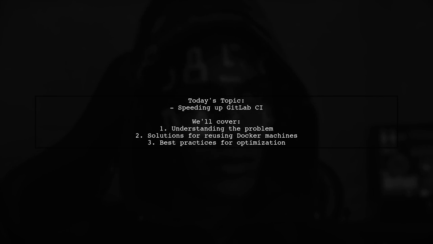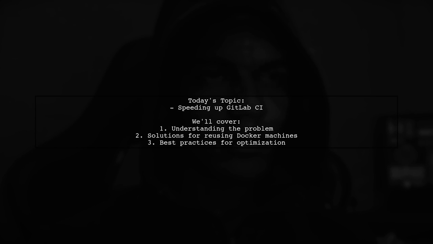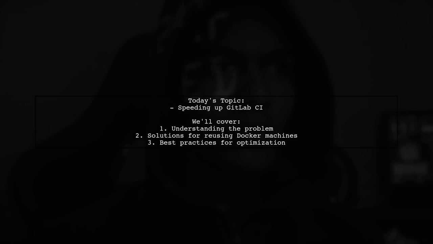Today, we're tackling a challenge that many developers encounter in their CI/CD pipelines. Our viewer asks, how can we speed up GitLab CI by reusing Docker machines for different stages? This is a great question because every time GitLab CI pulls a Docker image for each task, it can really slow things down. So let's explore how we can optimize this process.